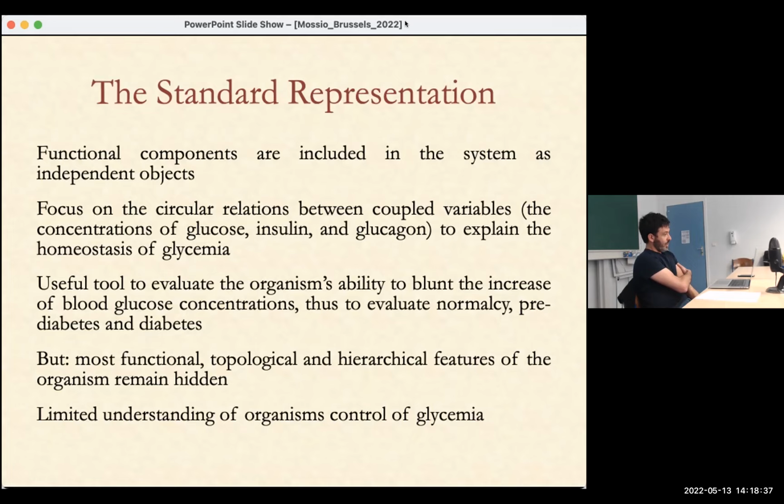One of the reasons, one inspiration in making this work is that most functional, topological, and hierarchical features of the organism remain hidden, precisely because the model is focused on what are supposed to be the relevant variables at play in explaining this phenomenon. And the purpose of the model is not to explain the organism in general, the organization, their physiology, but to focus on this specific phenomenon. So the understanding of the organism's control of glycemia in general is reduced, because not too many functions are involved in this model.